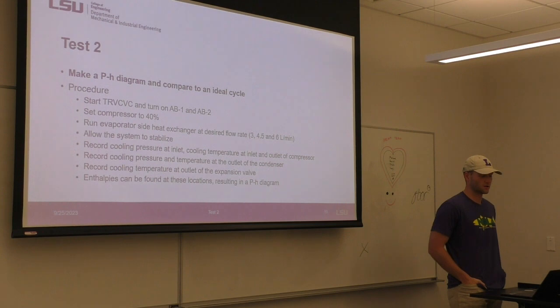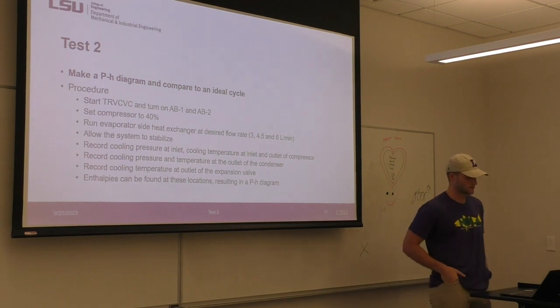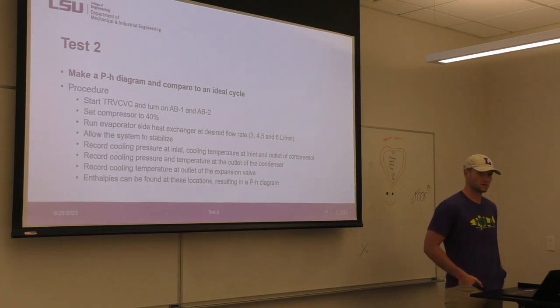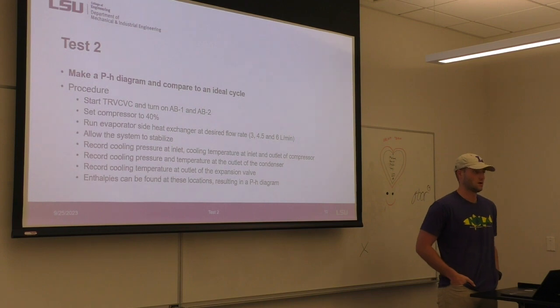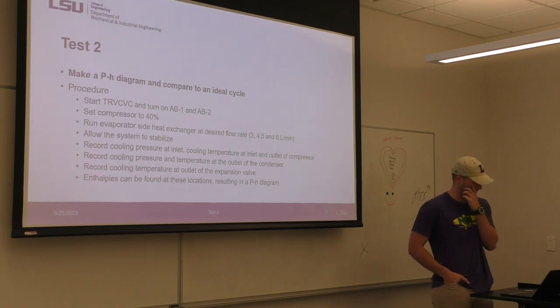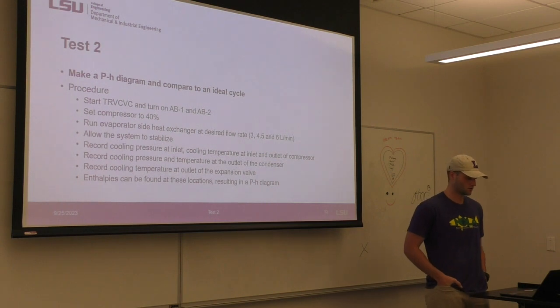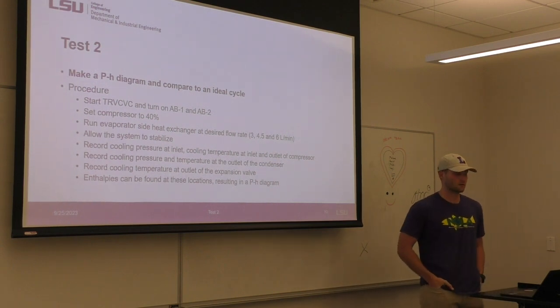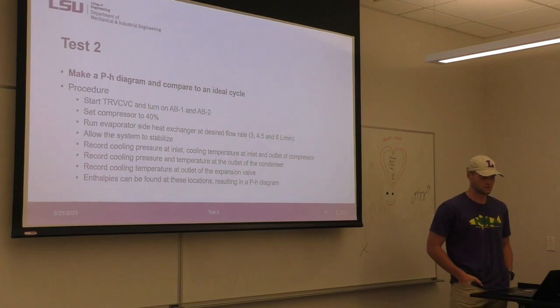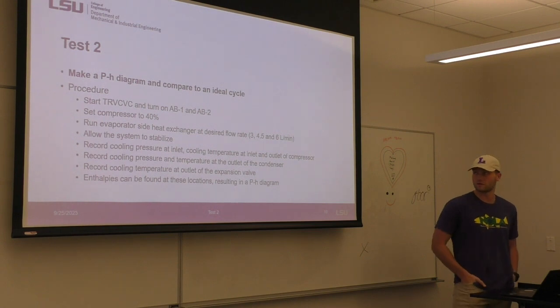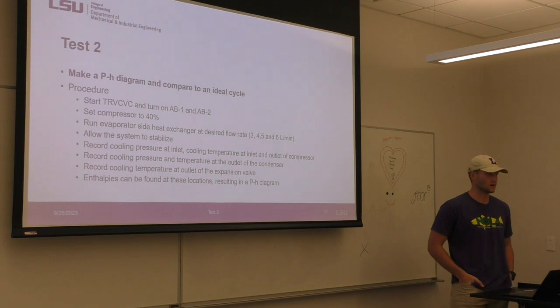Test 2, making the P-h diagram and comparing it to an ideal cycle. You want to start the system, making sure, once again, your condenser and your evaporator are working correctly. Set the compressor to 40% of its capacity. Run the evaporator side at a desired flow rate, 3 different flow rates pictured there. Allow the system to stabilize each time, and then you want to record certain pressures and temperatures at the inlet and outlet of the compressor, as well as the condenser, and then at the expansion valve, and use these enthalpies found at these locations for pressure and temperature for the fluid, and then create a pressure enthalpy diagram and compare it to an ideal one.